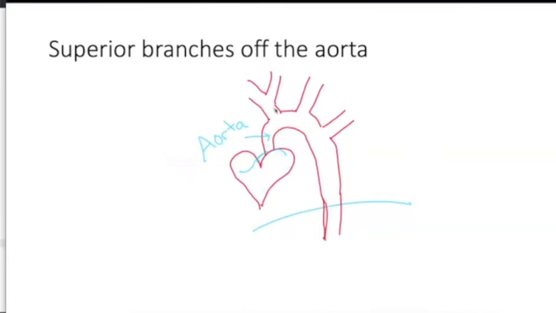These three major branches are the ones we're really focusing on right now. This one here, it's really short. It starts here, ends there, and then immediately branches into these two. It's called the brachiocephalic.